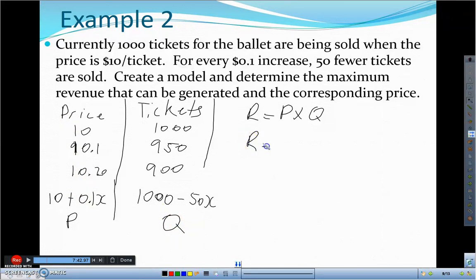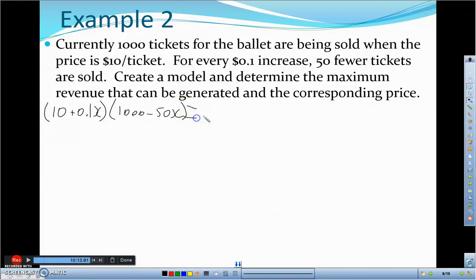So revenue will be equal to, in this case, (10 plus 0.1x) times (1,000 minus 50x). Now, our initial reaction is, well, we can expand and simplify, but why do we want to do that? What we can do, if we want to determine the maximum, is we can find the roots by setting this equal to 0 and finding when these two things are equal to 0.